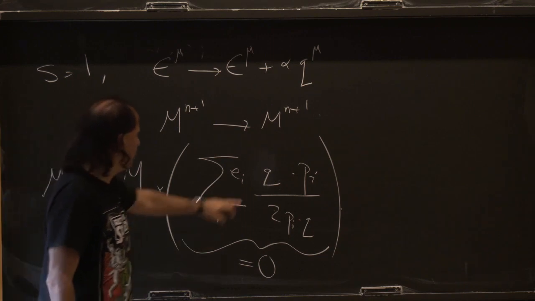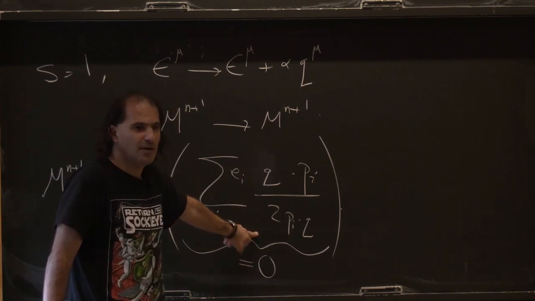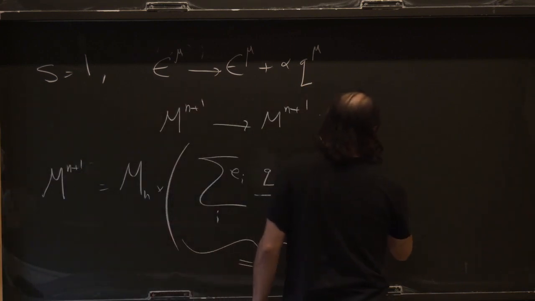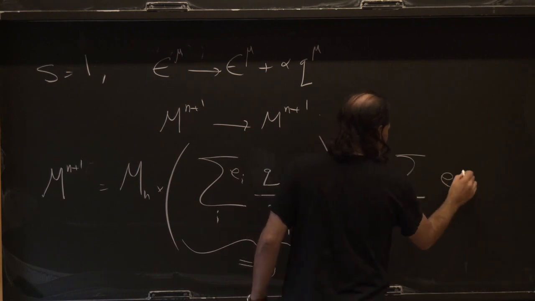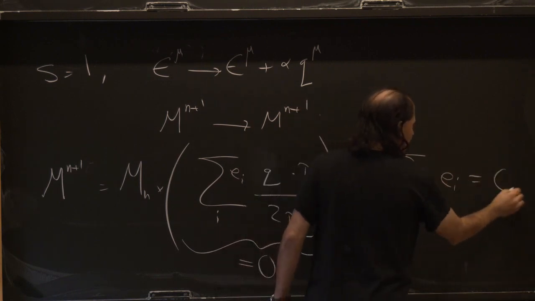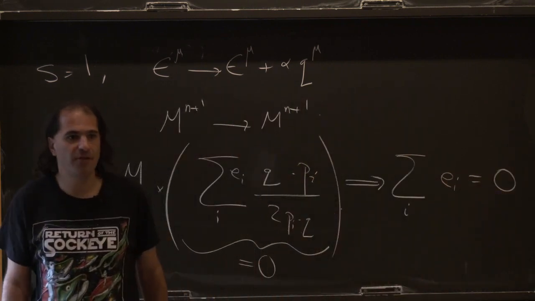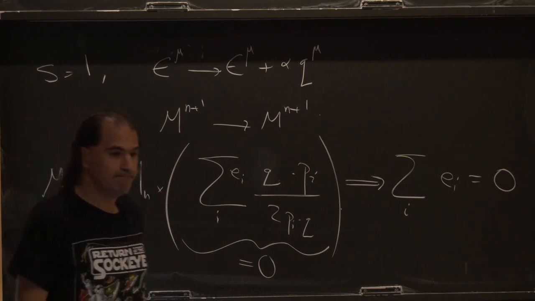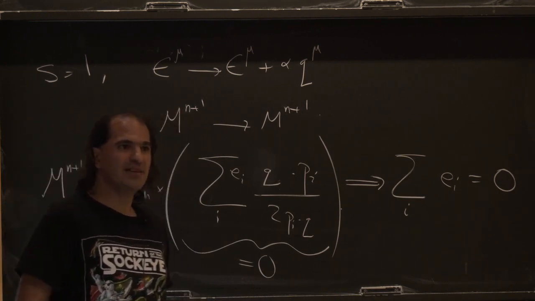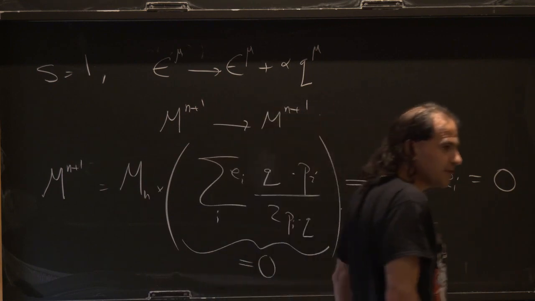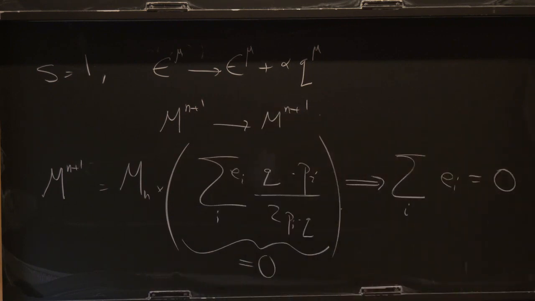Very good. The q dot p cancels the q dot p downstairs, and I learn that whatever these charges are that have attached to the photon have to be conserved. The sum of all the e_i has to equal 0. So that's how we learn that if we have massless spin 1 particles, they can couple to something, but they can only couple to some conserved charge. Okay, so let's keep going.